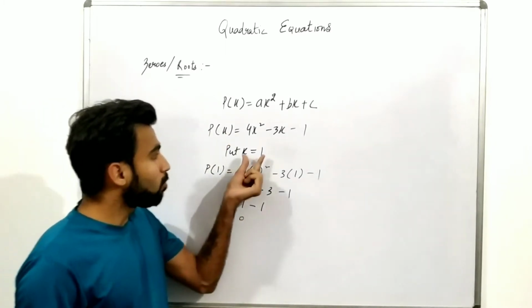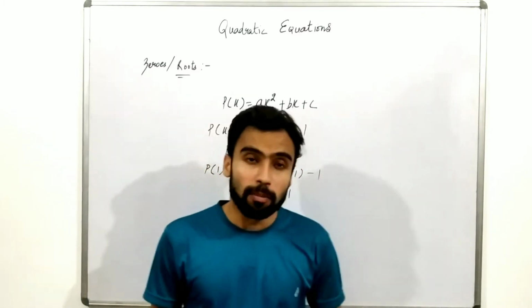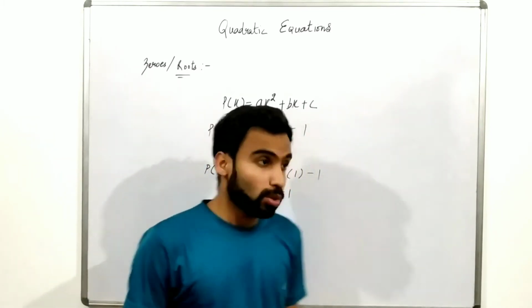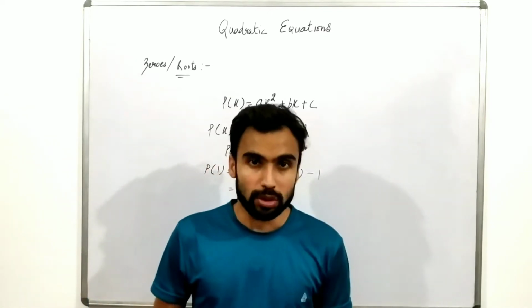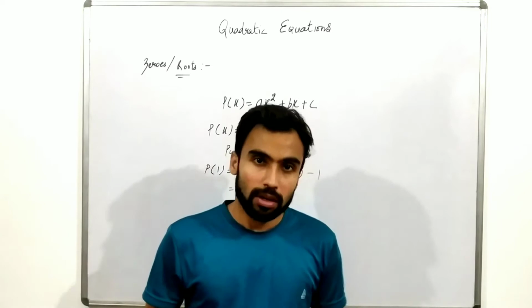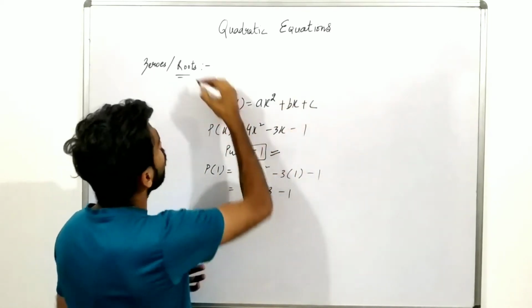So I have placed x equal to 1 here in this polynomial, and the value of the polynomial becomes 0. So that value which makes the value of the polynomial 0 is called the 0 of the polynomial. Now similarly, this value for the equation is called the root.